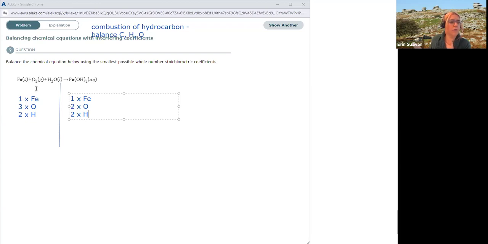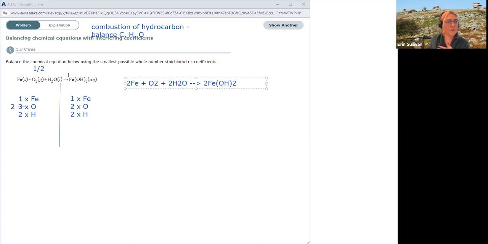So one way to balance this very quickly again is using the fractional coefficient that I could put 1/2 an oxygen here. Okay, so 1/2 an oxygen here is going to knock off one of those oxygens, so it's just going to be 2 oxygens on the left-hand side. But then I would have to multiply the whole thing through by 2 to get my answer. Okay, so that's going to be 2Fe plus O2 plus 2H2O goes to 2Fe(OH)2. Okay, so that would be balanced.